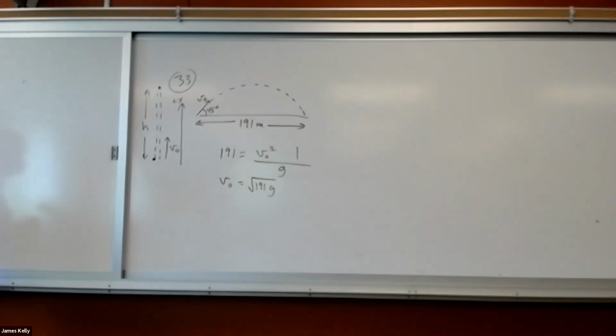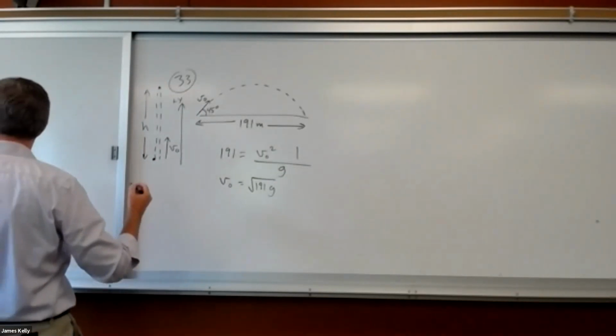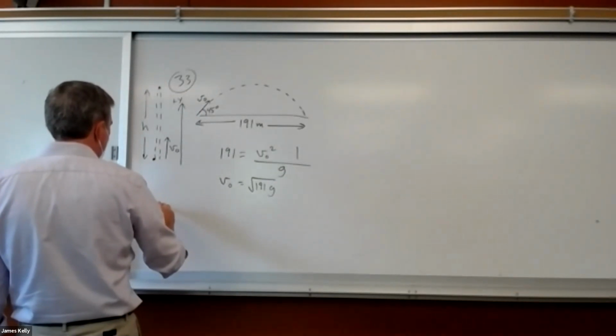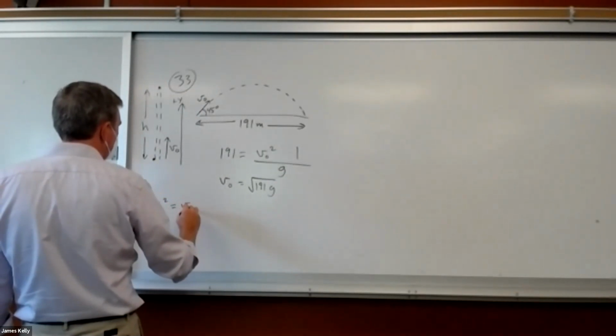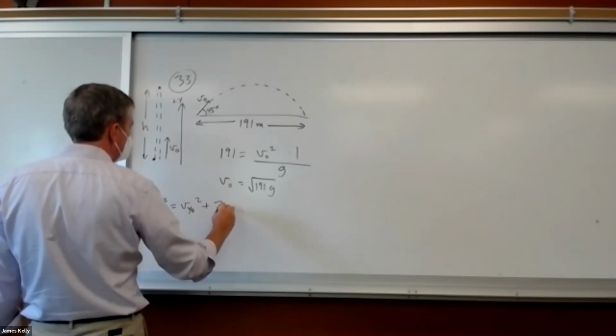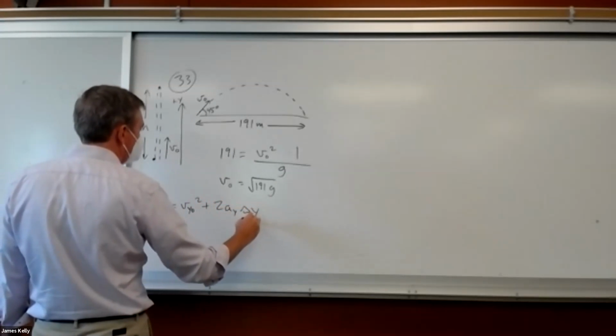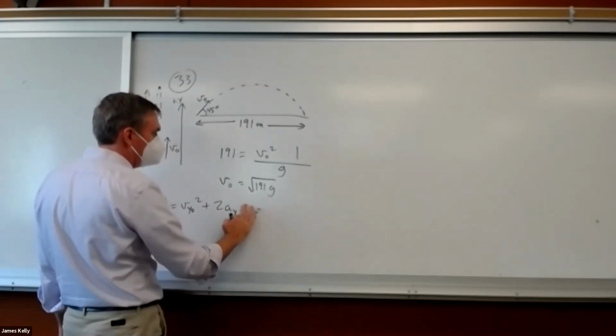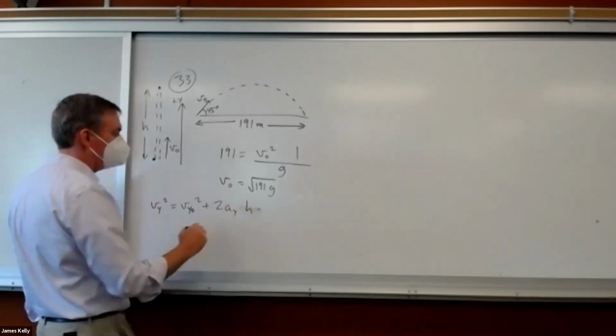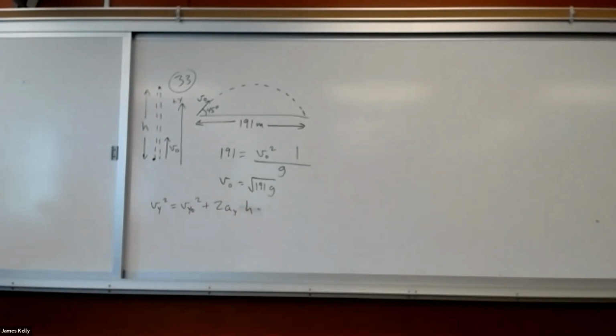If we look at the third one, just written in terms of y, Vy final squared equals Vy initial squared plus 2ay delta y. And that delta y is how high it goes up. So I'm just going to relabel it here as h. The displacement will be h. It's going to be positive.